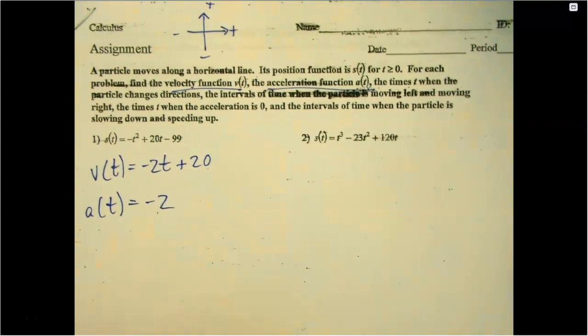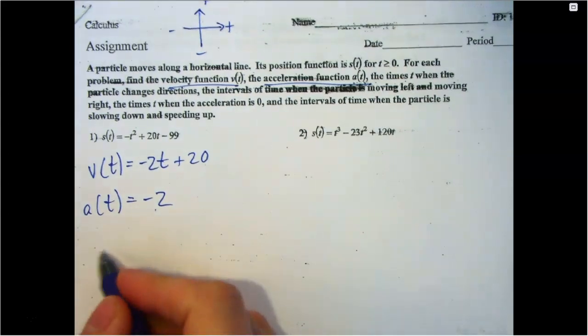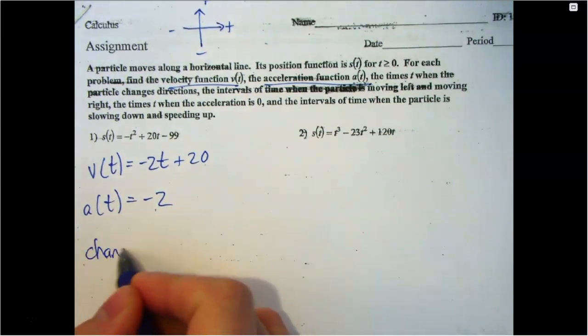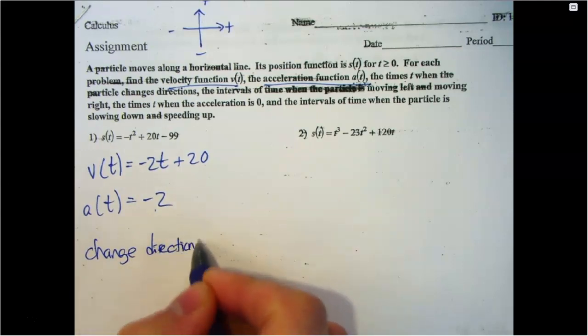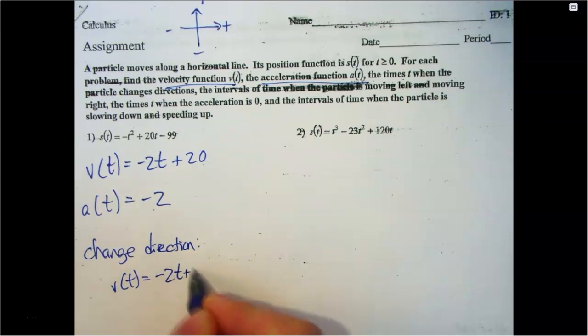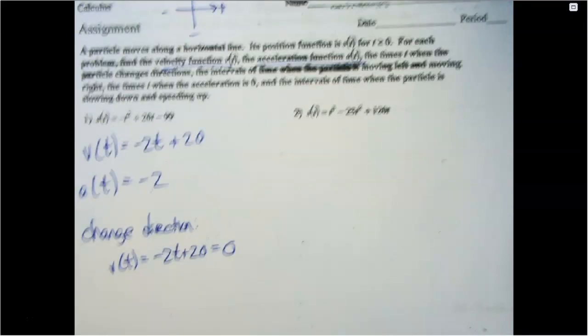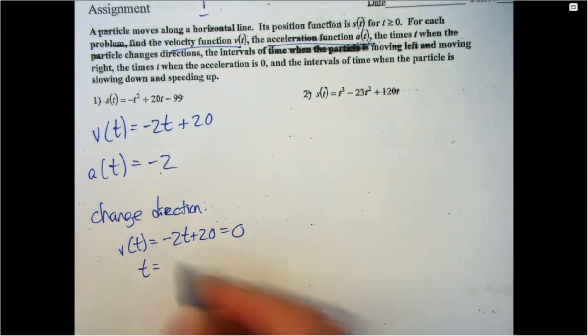Find the times when the particle changes directions. So what do I know is true when the particle changes directions? Velocity is 0. And we have to make sure it switches. But that's the first thing I'm going to do. So, change direction: I'm going to set the velocity equal to 0. t will equal 10.